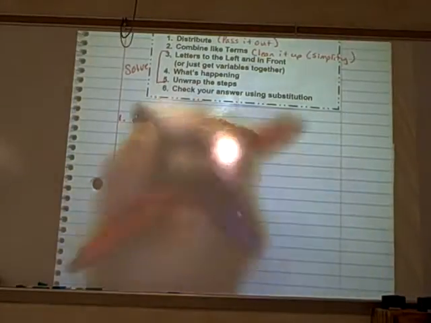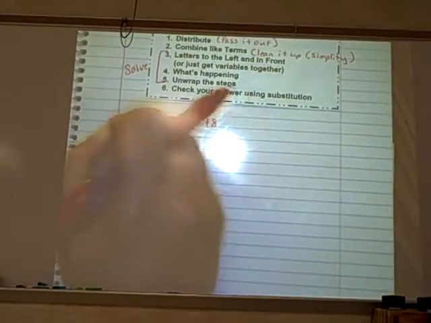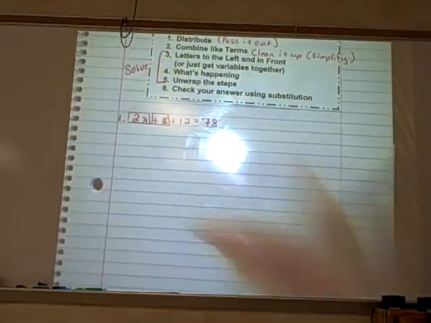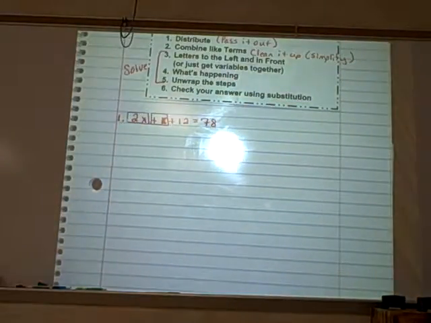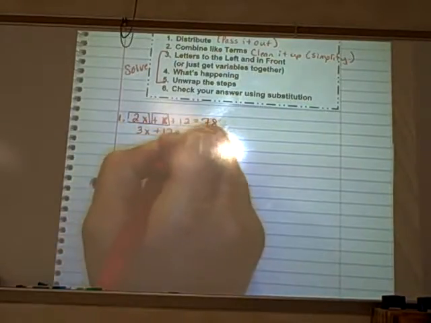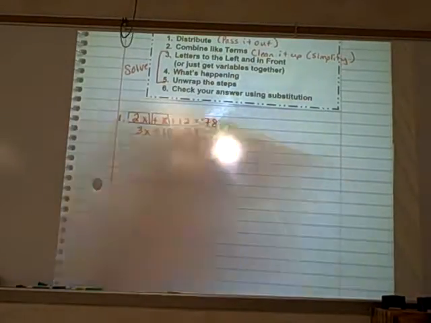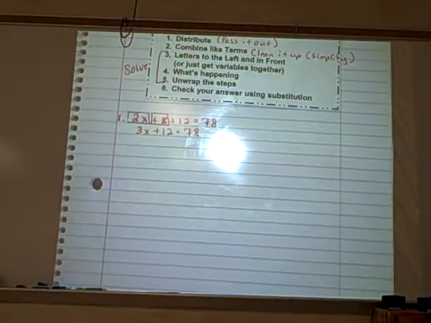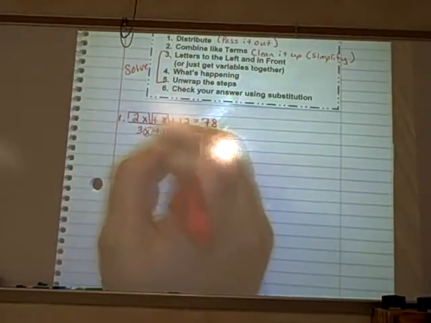So this goes with this. So if I have 2x's plus one more x, how many x's do I have? 3 x's, so this is 3x plus 12 equals 78. Once you get to that point, that should look like what we did all last unit. Doesn't that look familiar?